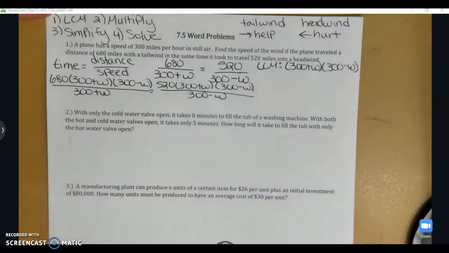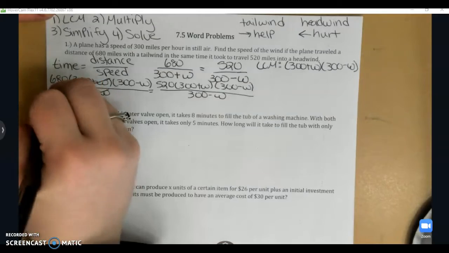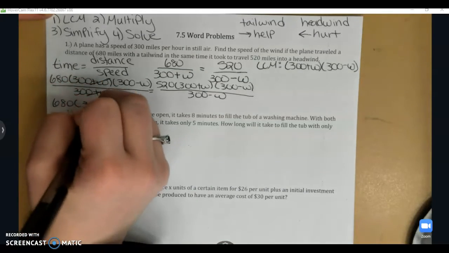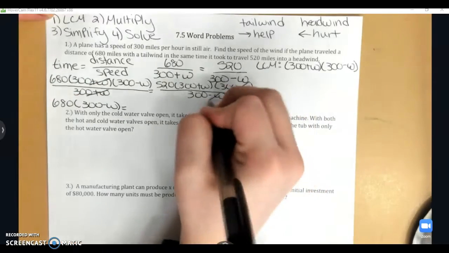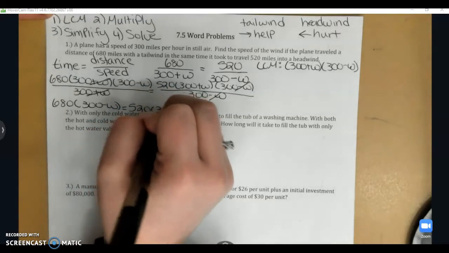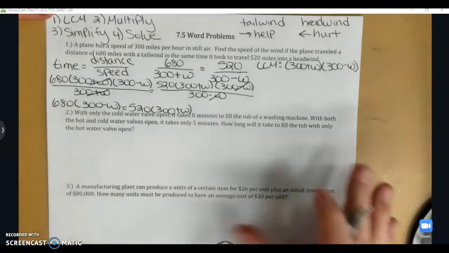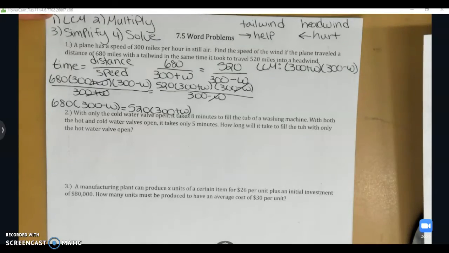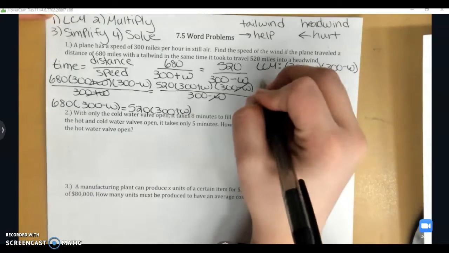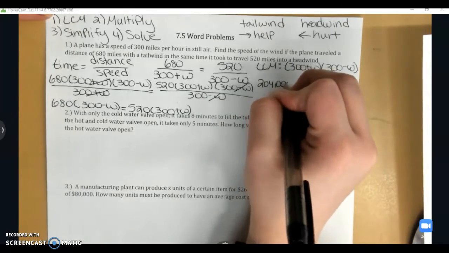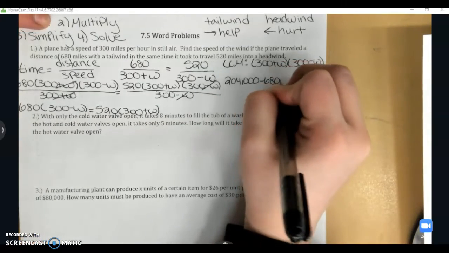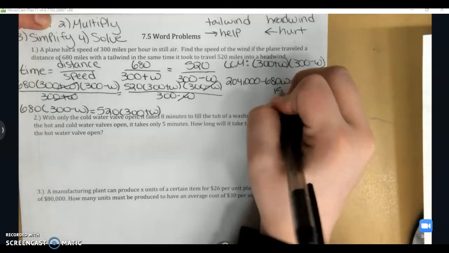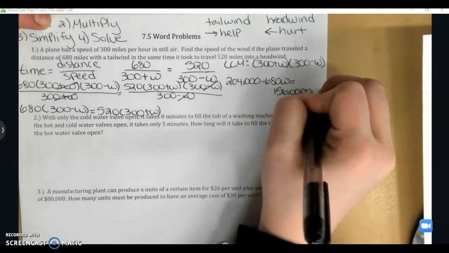All right, and now we are on step 3, which is simplify. And now we are ready to solve. So we're going to distribute and solve for W here. And these are going to end up being pretty large numbers. So we're going to get 204,000 minus 680W is equal to 156,000 plus 520W.